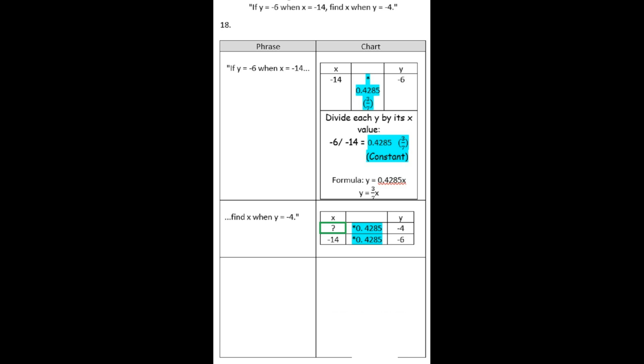Now we have to figure out the x value when y is negative 4. Now be careful here because we have to set up our formulas slightly differently. This time we're looking for the x value and we already know what the y is. So this is going to be 0.4285 times x equals negative 4. So what do we have to do? Division property of equality. So we divide both sides by 0.4285 and we end up with negative 9.33 equal to our x, or negative 9 1/3 is our x value.